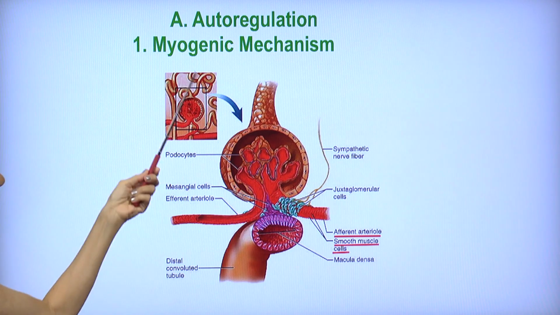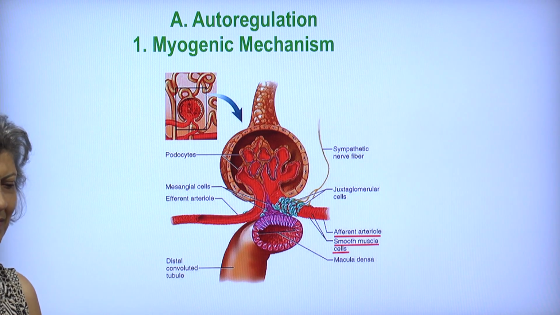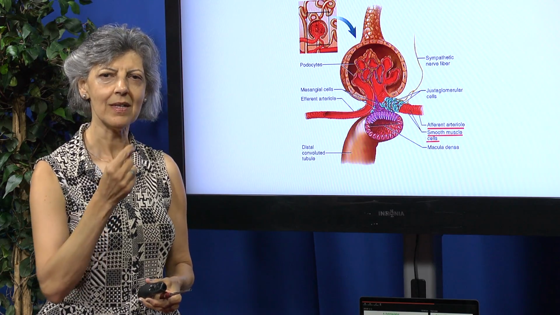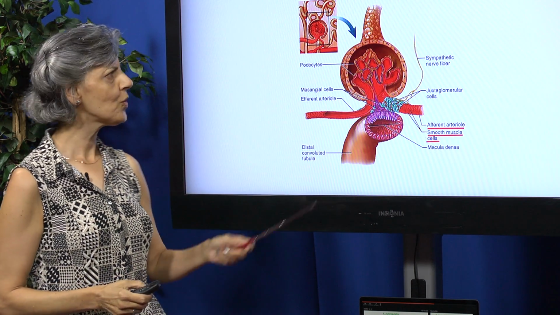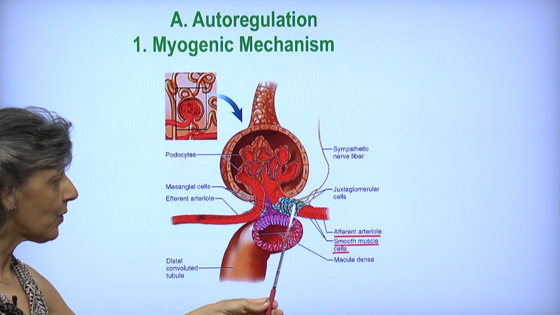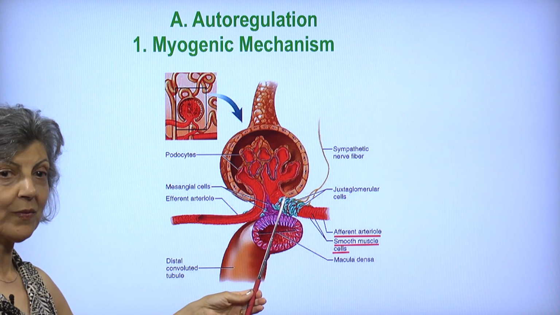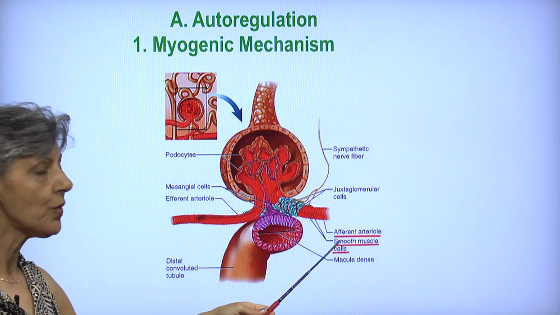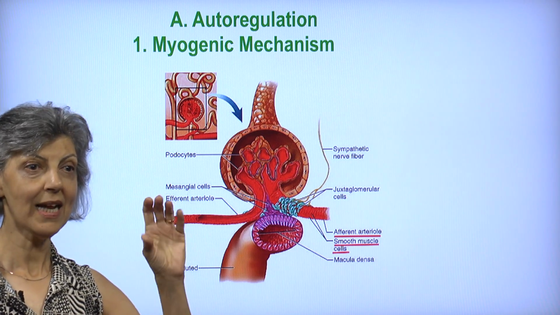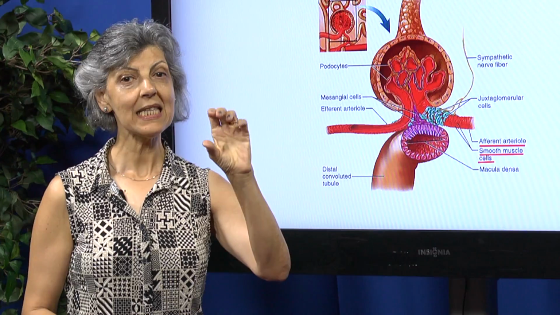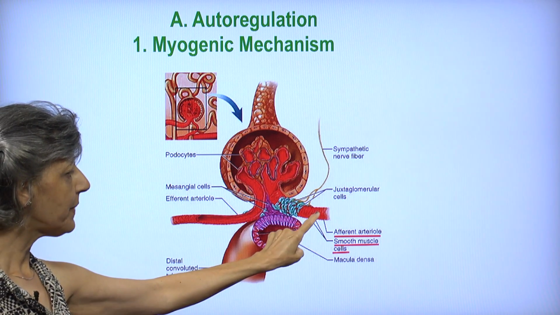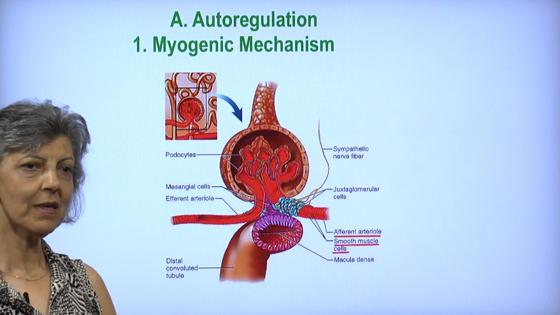This is the autoregulation, myogenic mechanism. If I say myogenic, then we are looking at muscle. What muscle are we talking about? Who is responsible for this myogenic mechanism? Again, we are going to look at the wall of the afferent arteriole. This wall has smooth muscle cells. We know that smooth muscle can contract or relax. It can constrict and dilate. So the myogenic effect is going to be due to those smooth muscle cells.